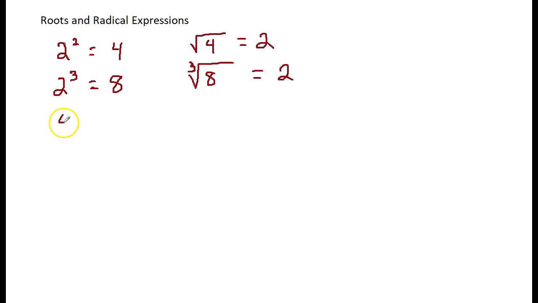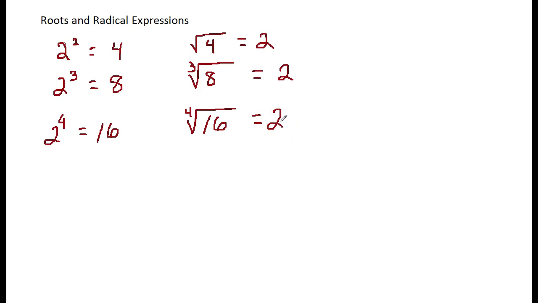What if I were to say 2 to the fourth power? Well, you know that means 2 times itself 4 times, which gives us 16. Well, if I were to look at a fourth root of 16, this is asking me what number times itself 4 times equals 16. Well, that number is 2.